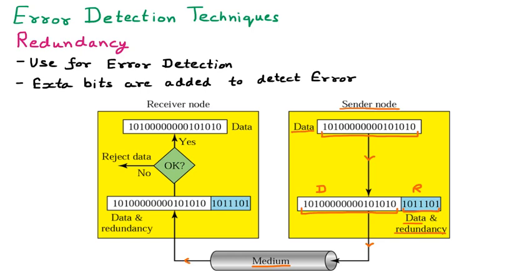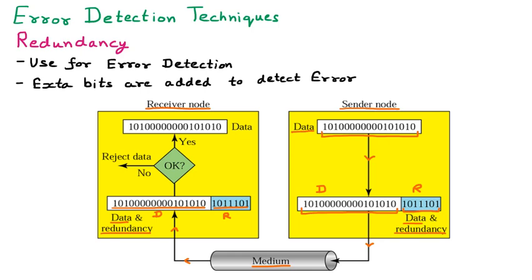Now this is the receiver node. So at the receiver side, the data and redundancy bits are received. So the data and redundancy both are received here. Now this is data and this is redundancy, same as what we have taken. Afterward, based on this redundancy we are going to check it, because that is like a key. So here we are checking.